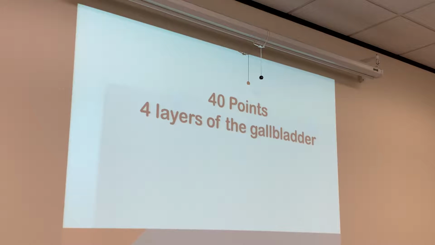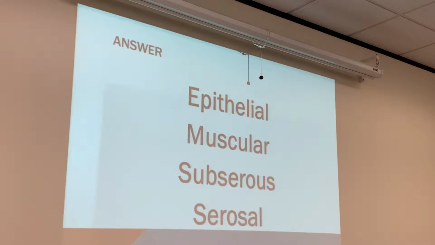Okay, so when we have the epithelial layers, that's what builds the polyps that we have. So you have epithelial, muscular, subserous, and serosal. Those are the 4 layers. Which is the outer layer and which is the inner layer? The serosal is the outer layer, and the epithelial is the inner layer.